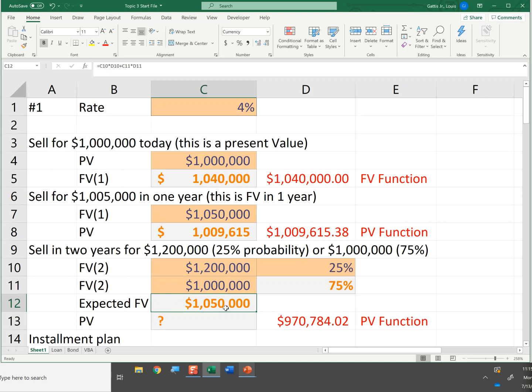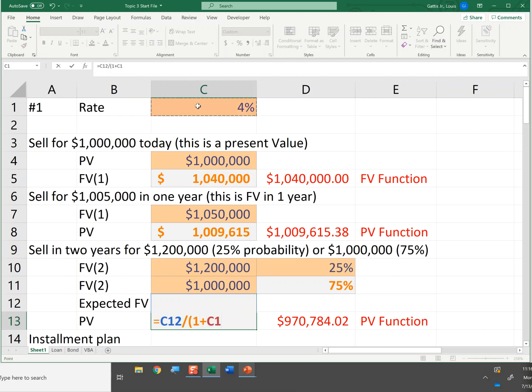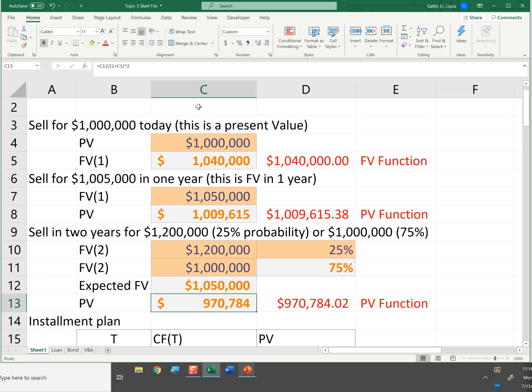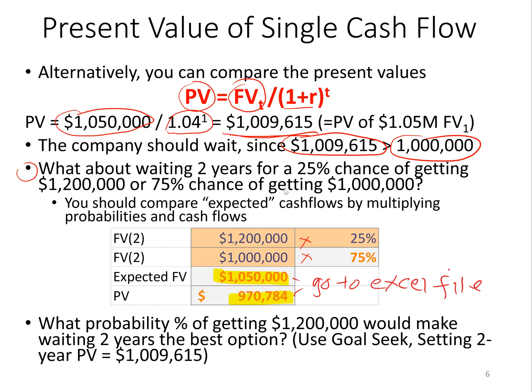It actually has an expected value of $1,050,000 2 years from now. If I take the present value of $1,050,000 2 years from now, take that future value over 1 plus the interest rate raised to the 2 power, that's $970,784. So what you see is the expected value of waiting 2 years in present value terms is $970,000.